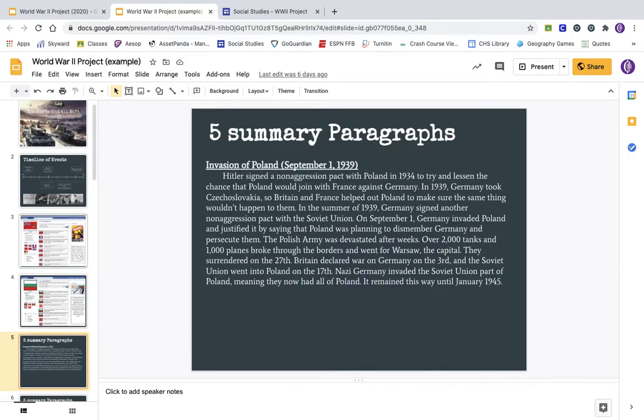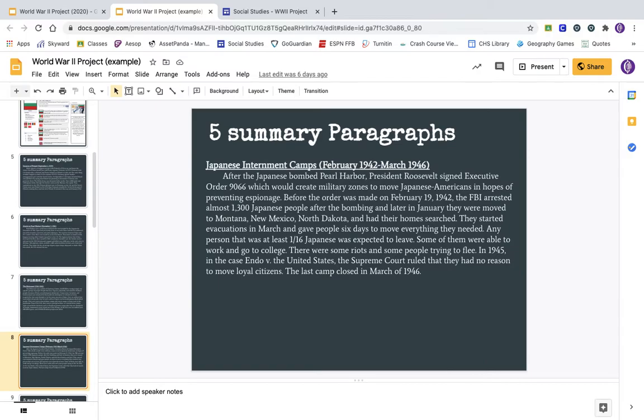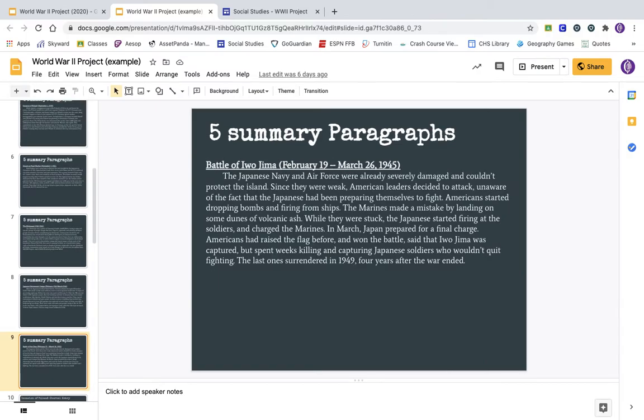And then I did 5 summary paragraphs. This is all on Turnitin.com, so you cannot copy or use this information. It'll pick it up. So Invasion of Poland, Attack on Pearl Harbor, Holocaust, Japanese internment camps, and Battle of Iwo Jima. I just wrote paragraphs explaining in general what happened. And after that, that's when I start doing my writing pieces.